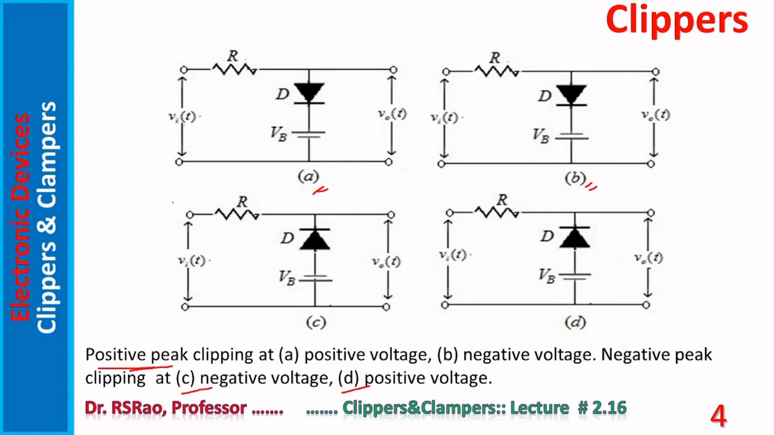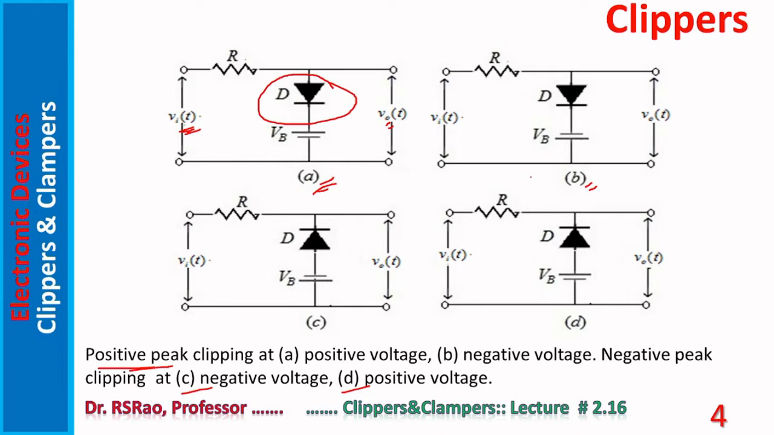How are they able to do this? To understand their operation, consider the clipper circuit shown in A. To understand the functioning of the circuit and other circuits too, we have to keep in mind: when the diode is conducting, output voltage is VB, irrespective of input voltage. When the diode is not conducting, output voltage is equal to input voltage.